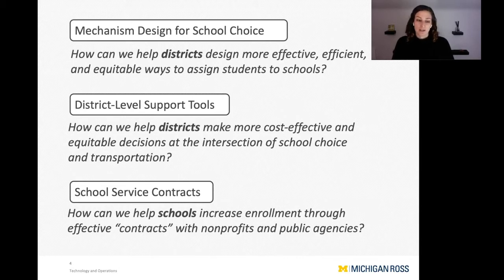area is school service contracts. So how can we help schools increase enrollment through effective contracts with nonprofits and public agencies? So these three buckets of research came as a result of market reforms, and I'm going to talk about one, or in the case of mechanism design, 2 papers in each area, and just highlight these as examples of what the type of research is in these areas, and then close with what are the similarities and differences across these different research areas, and then what are the opportunities.